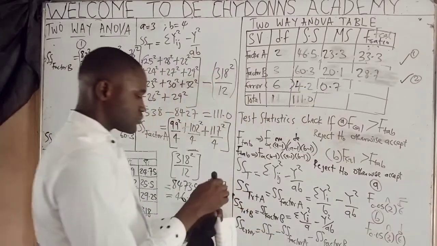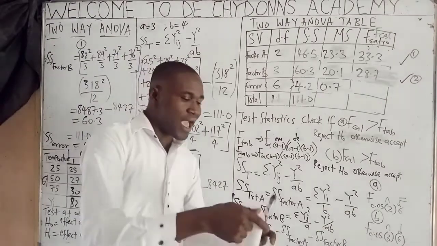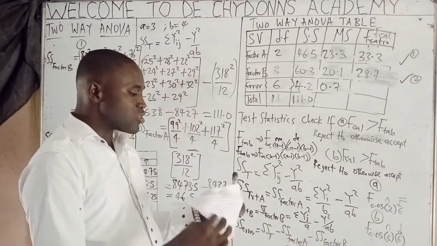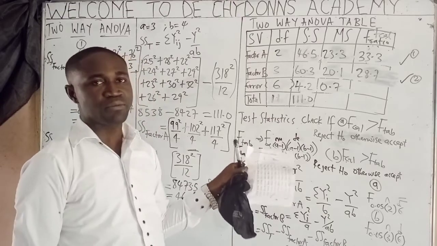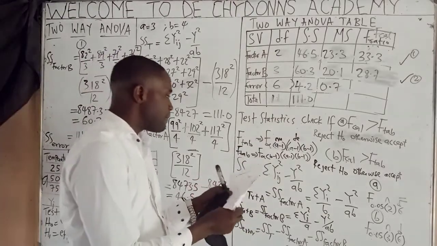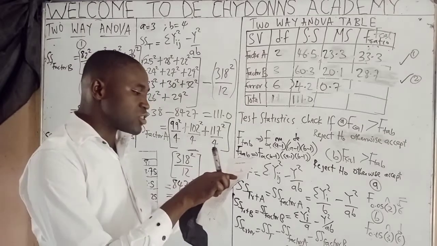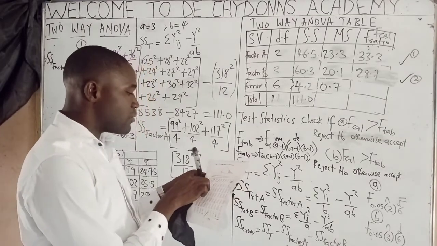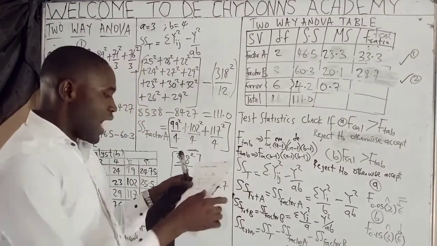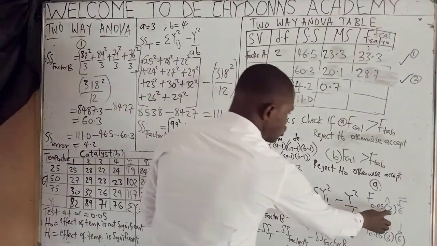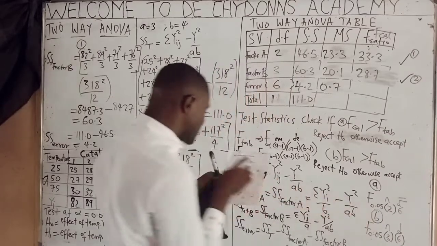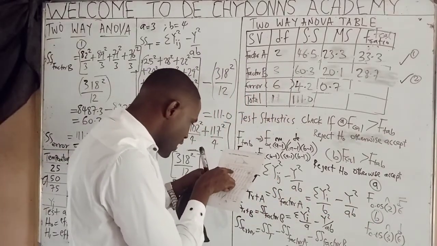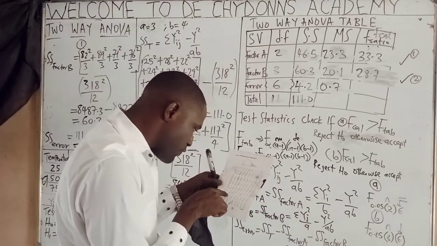Denominator. Then you bring out your F table. When you bring out your F table, go to F percentage point of F distribution. When you go there, you will see where they write numerator degree of freedom and denominator degree of freedom. Now, check 2 as a numerator against 6 as a denominator under 0.05.